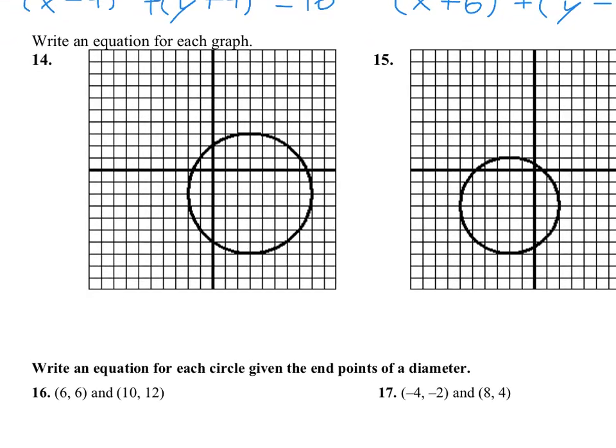Alright, for the next two, they give you the graph, and then you write the equation. Remember, you need the center and the radius in order to write the equation of a circle. So let's figure out the center. So I think the center is here.